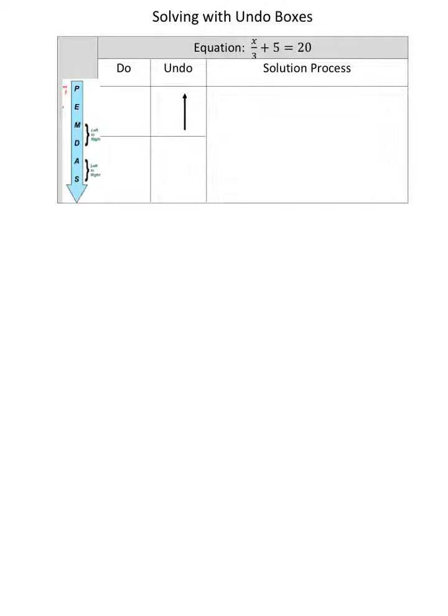When we use an undo box, the first thing we have to do is think about what you would do if you were doing this like a regular equation. You would follow your order of operations. Please excuse my dear Aunt Sally, which we now know is parentheses, exponents, multiply and divide left to right, and add and subtract left to right.